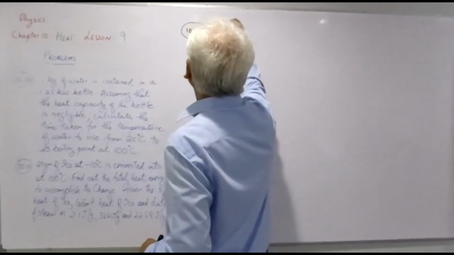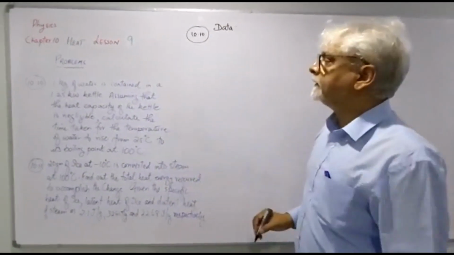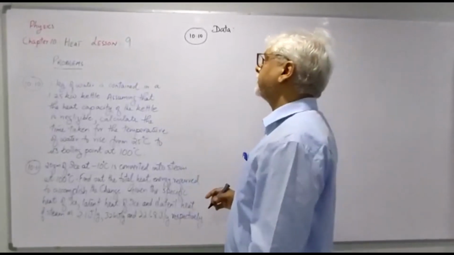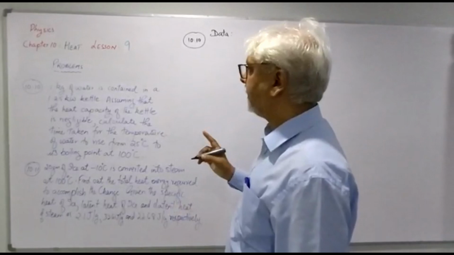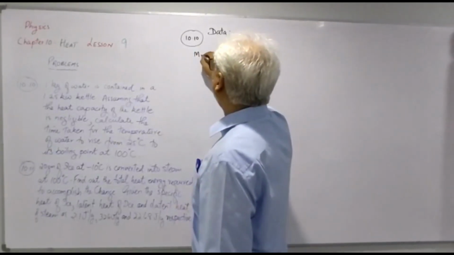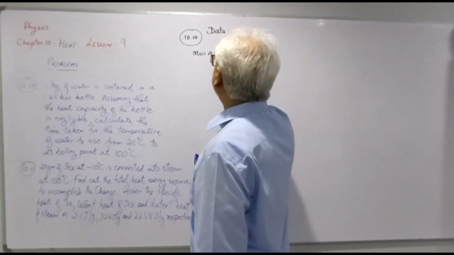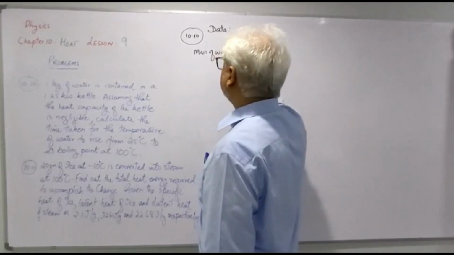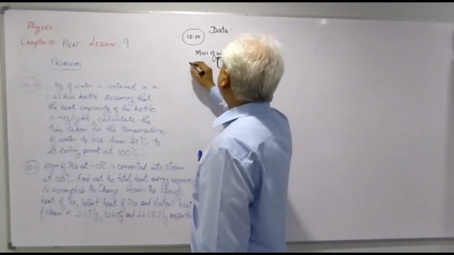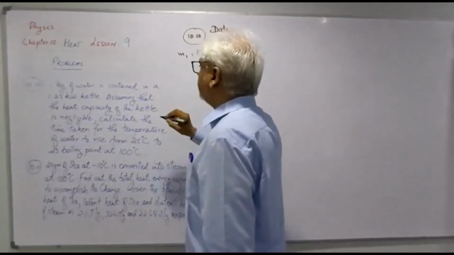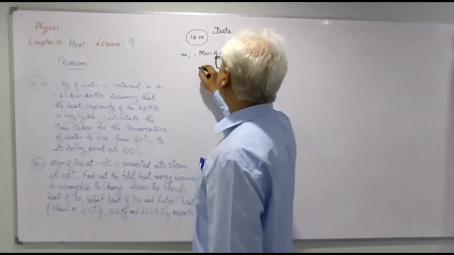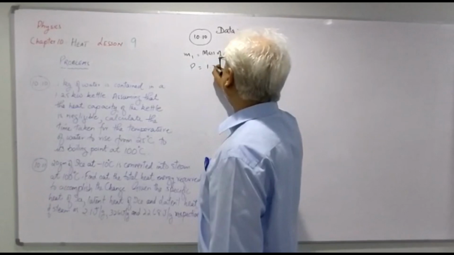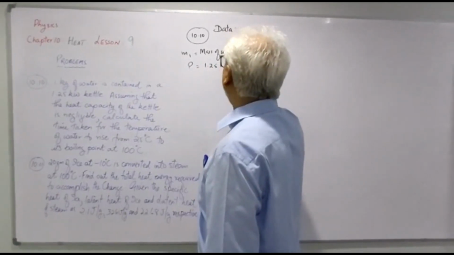I'll just write down the data. It says here 1 kilogram of water is contained in a 1.25 kilowatt kettle. So the mass of water is given to you as 1 kilogram. Let's say this is M1. And in a 1.25 kilowatt kettle, so the power P is equal to 1.25 kilowatt.